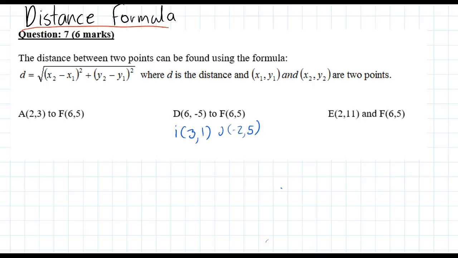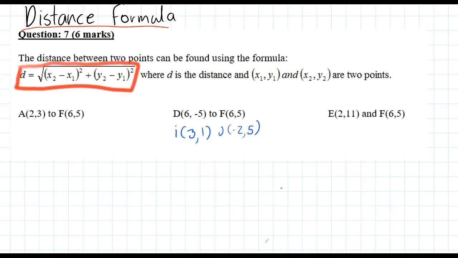Okay, so firstly, the distance formula looks like this. It's d equals the square root of x2 minus x1 squared plus y2 minus y1 squared. Okay, so let's get started.